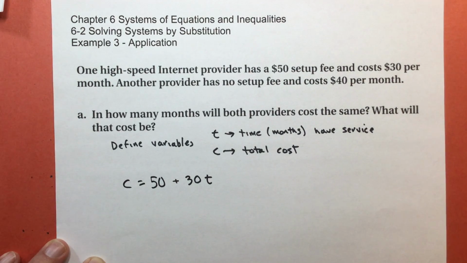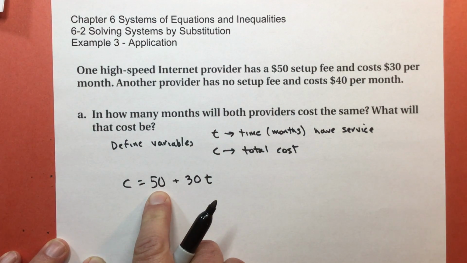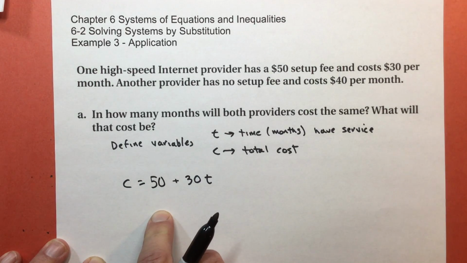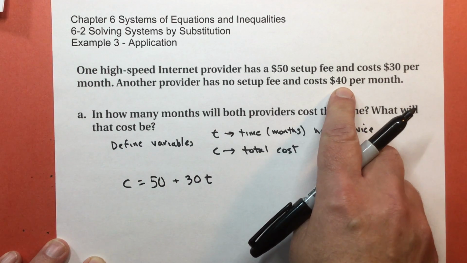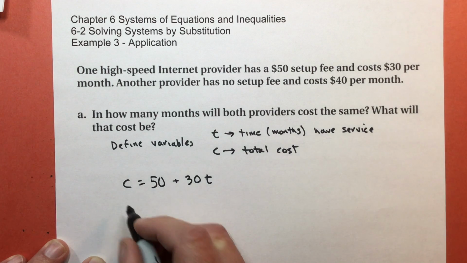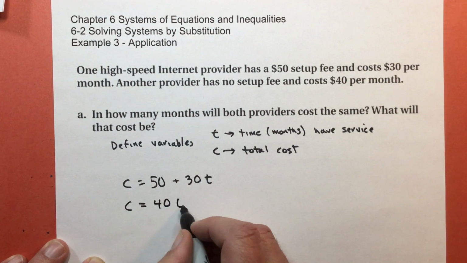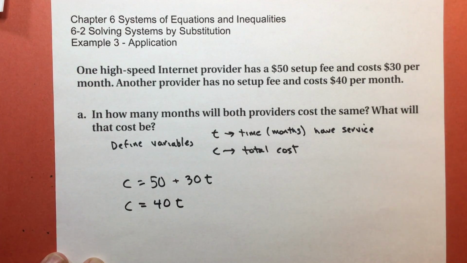The second company has no setup fee, so there's not going to be a number like that. It's going to be 0, and I can write 0, but I'm not going to. It costs $40 per month, so it'd be 40 plus 40 for 2 months, 40 plus 40 plus 40 for 3 months. The second company is going to be 40 multiplied by how many months you have.